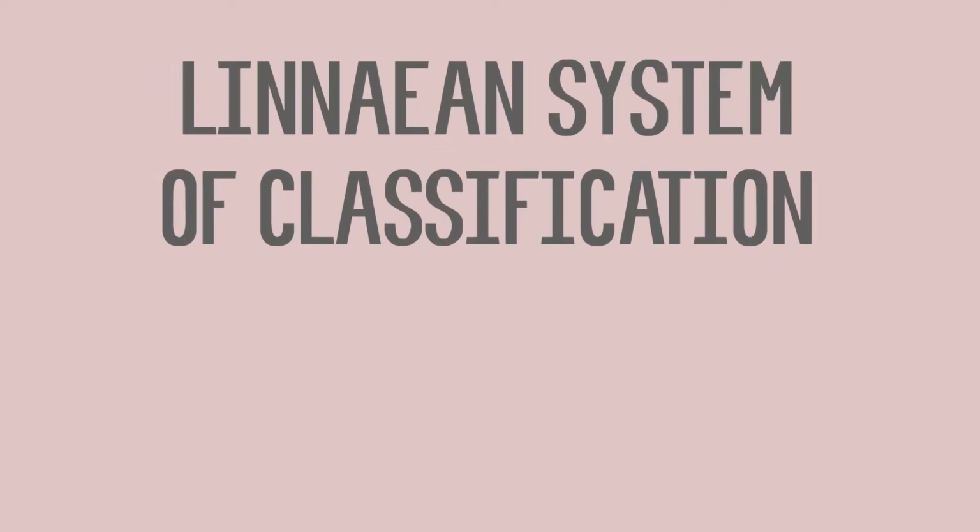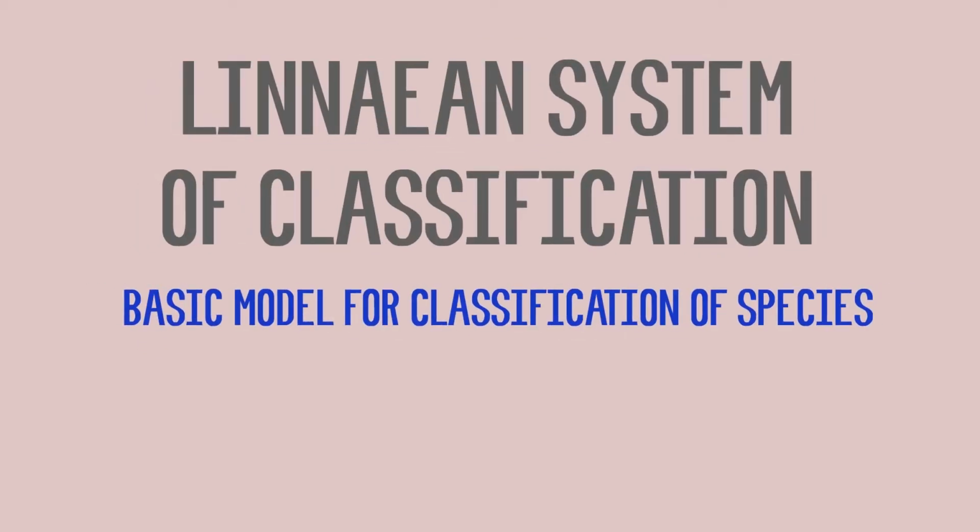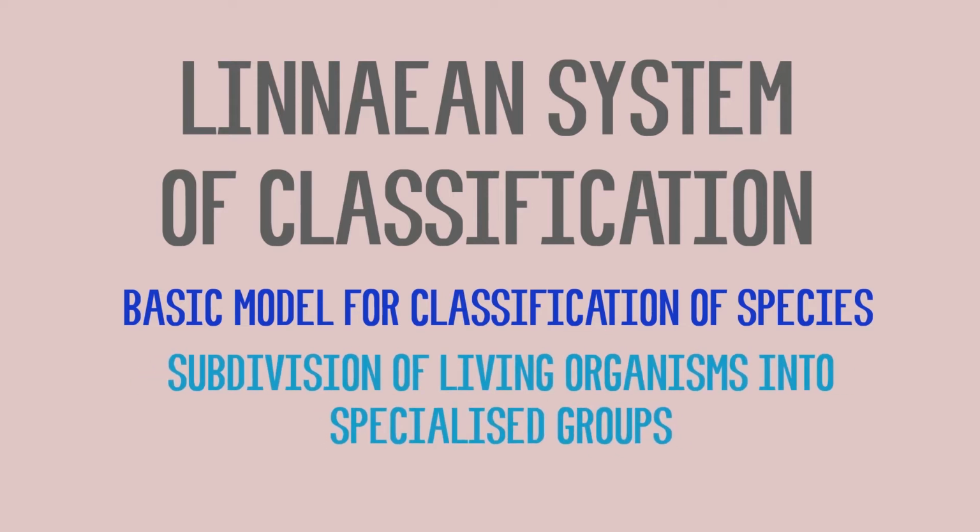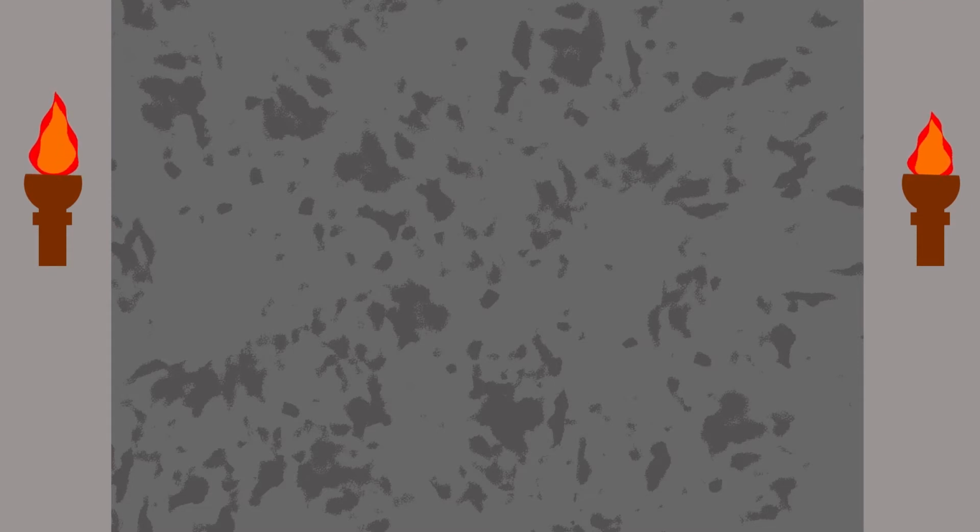We're going to begin with the Linnaean system of classification, which is a basic model for the classification of species. This allows the subdivision of living organisms into smaller and more specialised groups. So the first division is into one of the 5 kingdoms of classification, and we've got a variety of creatures around us now. Would you be able to give an example for each kingdom?